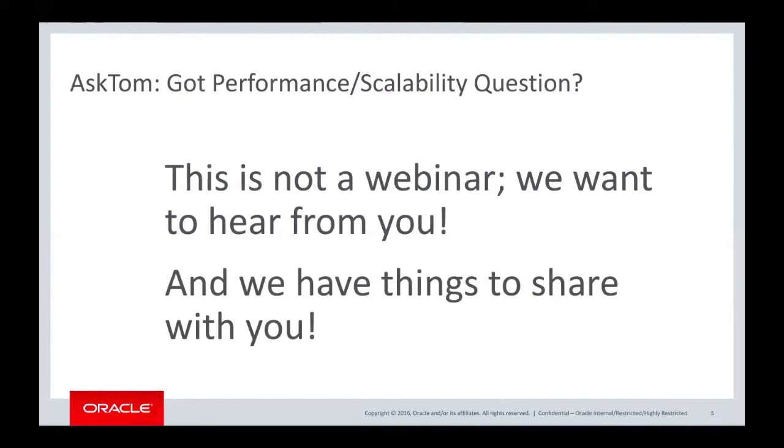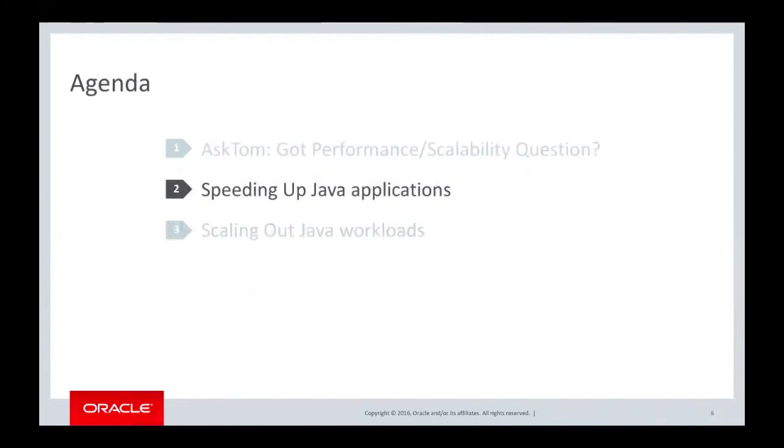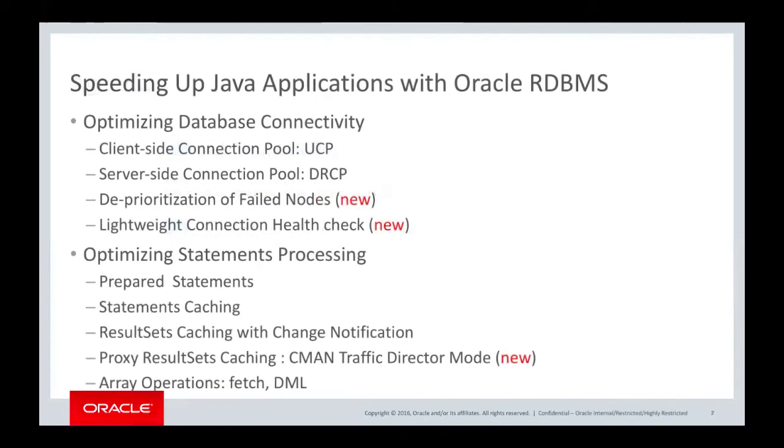So we have things we want to share with you. The first is we're going to discuss a little bit of how to speed up Java applications with Oracle. And then we're going to talk about how to scale out Java workloads. To speed up Java applications, here are some best practices and recommendations. The first thing is database connectivity. As you probably know, connecting to the database is very expensive.